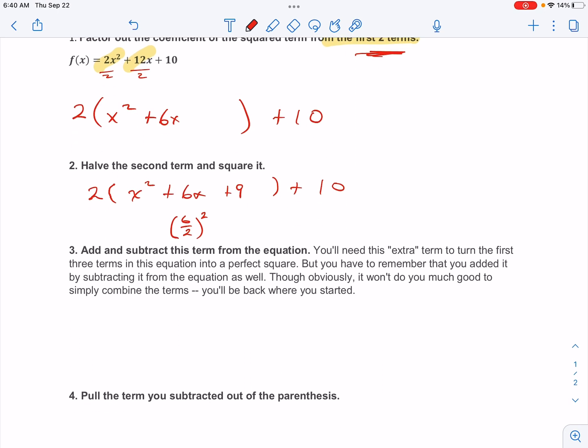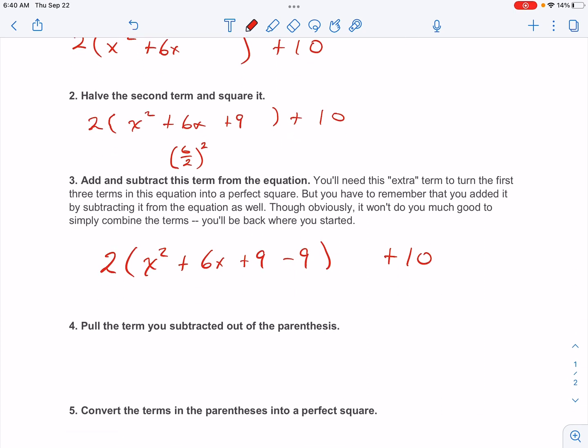So step 3 is to change it back. We're going to add and subtract this term from the equation. Therefore, it won't be a different problem. It's still the same problem. By adding the 9 and taking it away, it's still the same problem it was. I'm effectively adding 0.